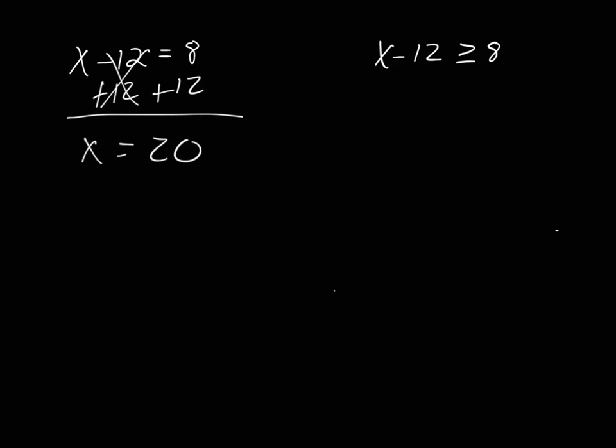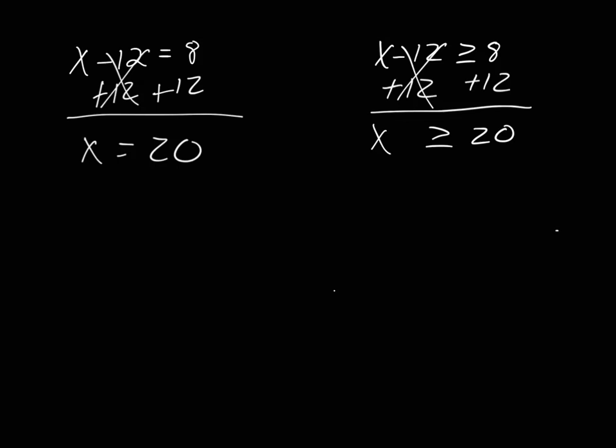Those same rules are going to apply for inequalities as well. When I go to solve this over here, I'm going to still add 12 to each side to cancel those out. And I'm going to be left with x is greater than or equal to 20 because 12 plus 8 is 20. Now here's the difference in our thinking.